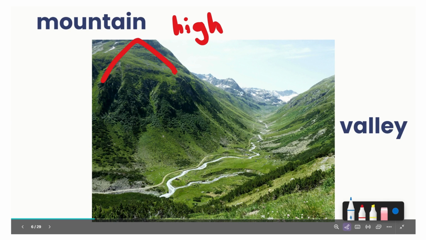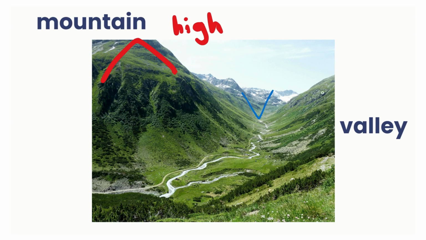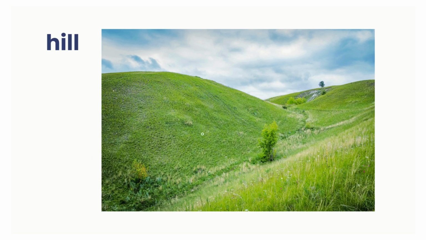Then we have a valley. A valley is between mountains. So between mountains we will find valleys. A hill is a small mountain. So when we find land that is higher up but smaller than a mountain, we call it a hill. Hill.